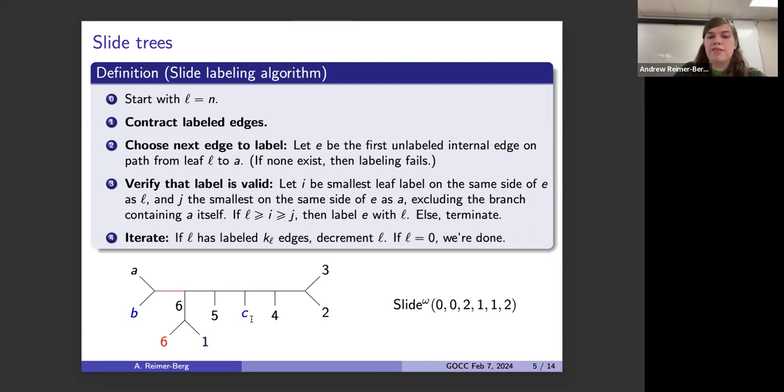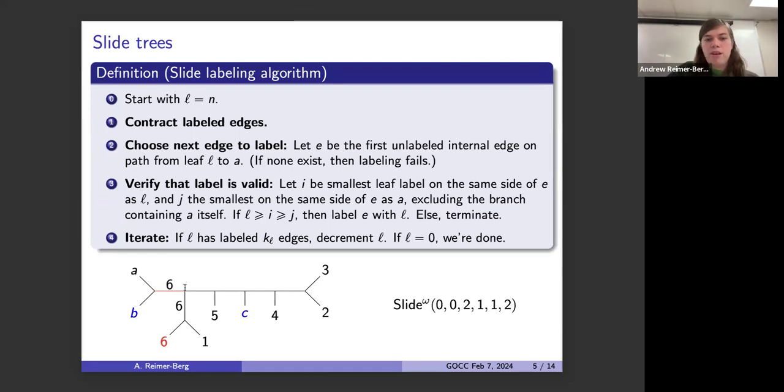And then I will need to iterate. So if L is labeled K sub L edges, we decrement L, otherwise we keep going at the same L. So in this case, K of 6 is 2. That means that 6 is going to need to label 2 separate edges, and we've only done 1 so far, so we're going to have to do 2. And so now I do that again, where now I treat the edge that we labeled 6 as being contracted.